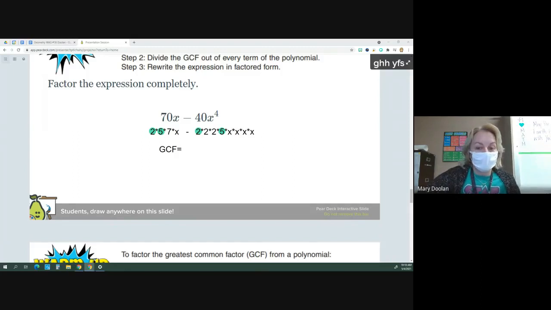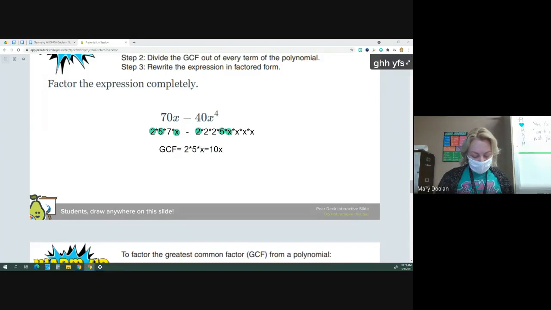Again, that's a common factor. 10 is the same for both of them, but there's still more. There's an x and an x. Okay, now that I've exhausted all the options, now I can with confidence say that my GCF is 2 times 5 times x, which is equal to 10x. And some of you guys got that, some of you didn't, it's okay.